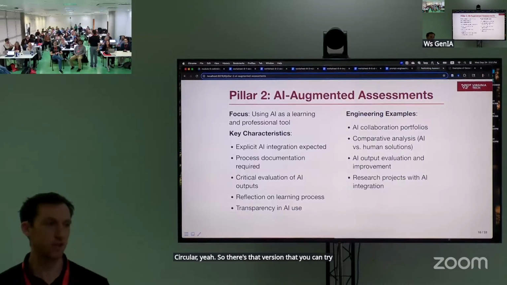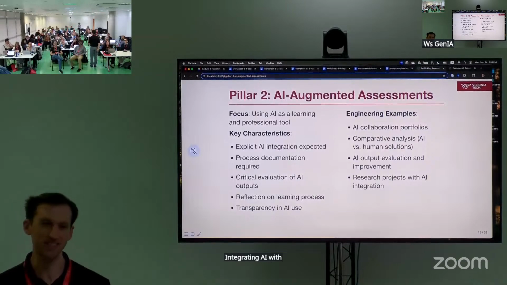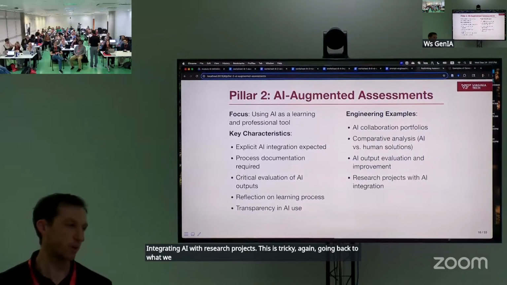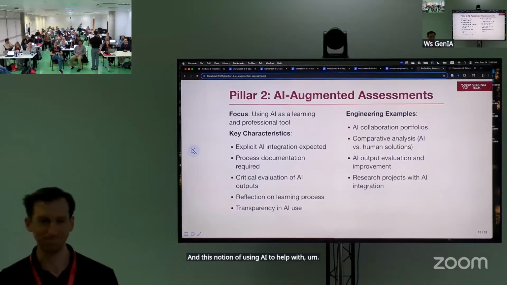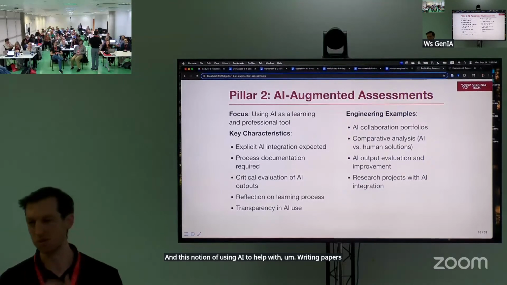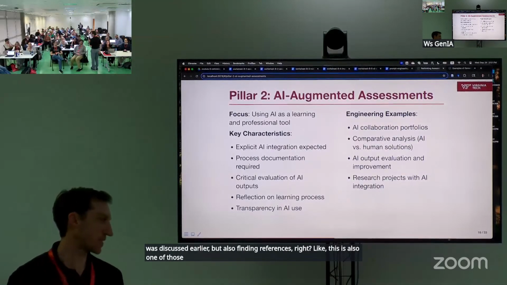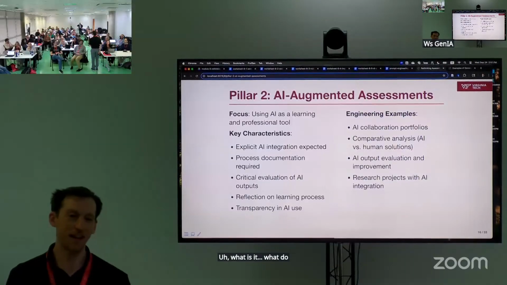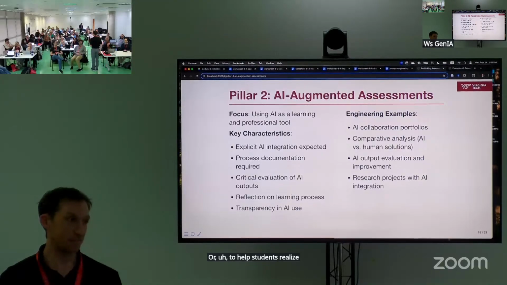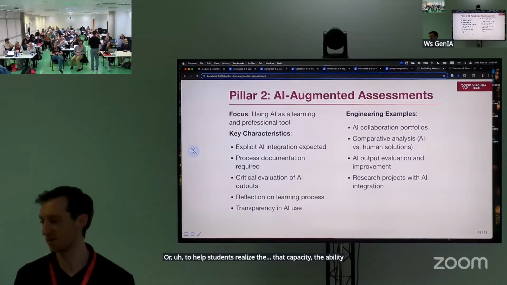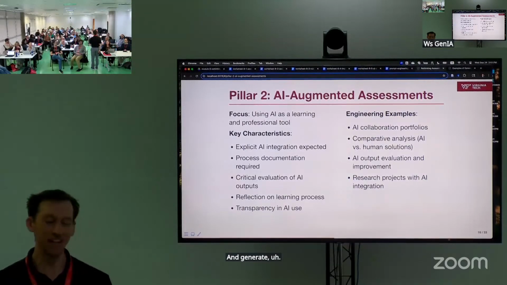And then there's also students integrating AI with research projects. This is tricky, again, going back to what we were talking about earlier, this notion of using AI to help with writing papers, I think was what was discussed earlier, but also finding references, right? This is also one of those places where it's a learning opportunity to help students realize the ability of these models to hallucinate and generate fake references, right?